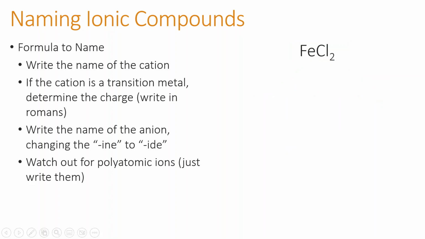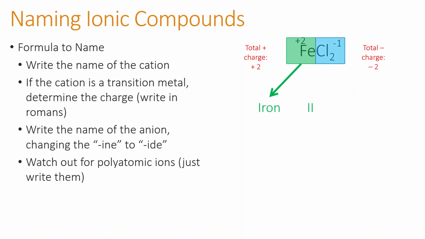This one has iron in it, and iron is a transition metal that can have more than one possible charge. So I don't know what the charge on iron is, but I know that chlorine forms a -1 charge. And since there's 2 of them, that means that my total negative charge is -2. So then the positive charge has to be +2. And there's only 1 iron. So the charge of that 1 iron must be +2.